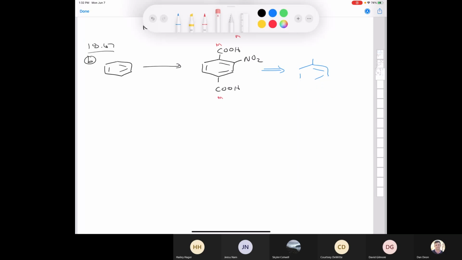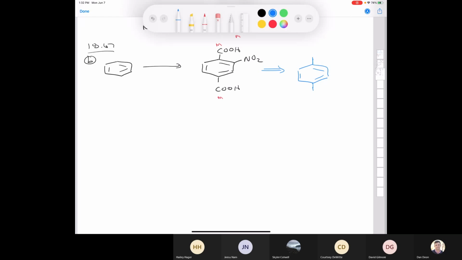What if we had, I didn't mean to do that. What if we had two methyl groups, like a methyl group here and a methyl group here? Well, those are both going to be activators, and that would give us a higher yield of nitration, right? That would definitely give us a higher yield of nitration.